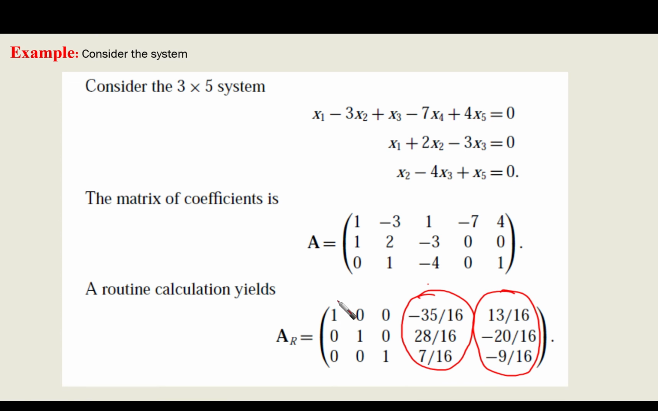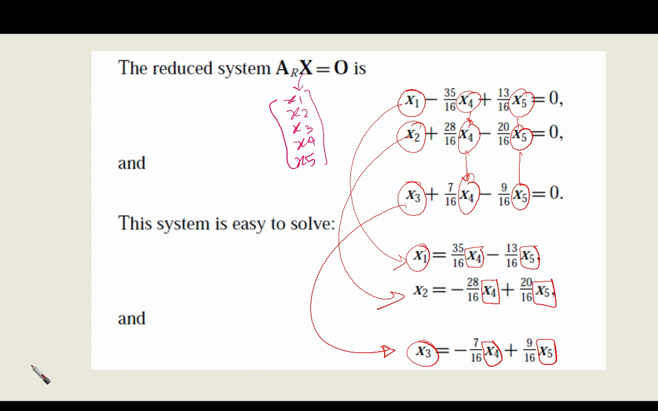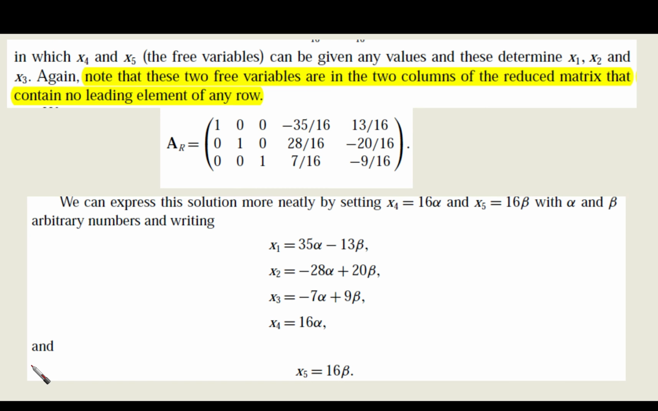So all of these are leading entries, it means that x1 here or x2 or x3 is a function of x4 and x5 here or here or here, right? So the reduced matrix is very useful for us to get the solution, okay, and to let us know which are the free variables. Okay, let's go to this.